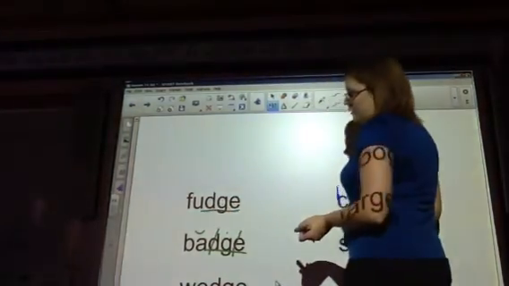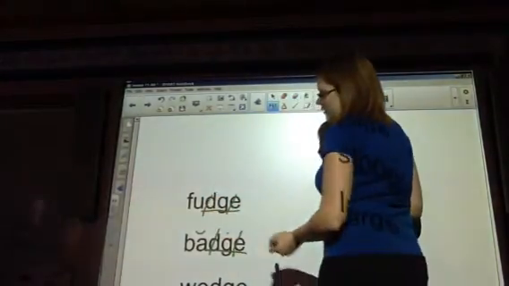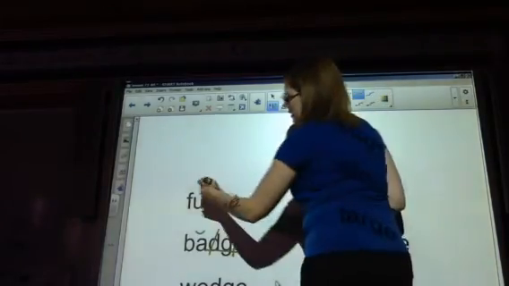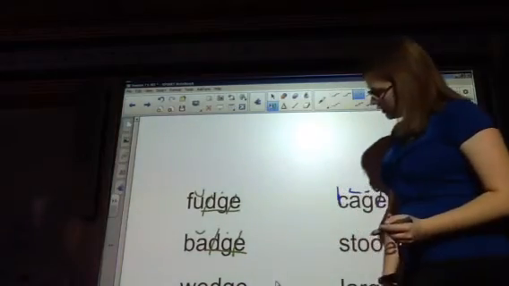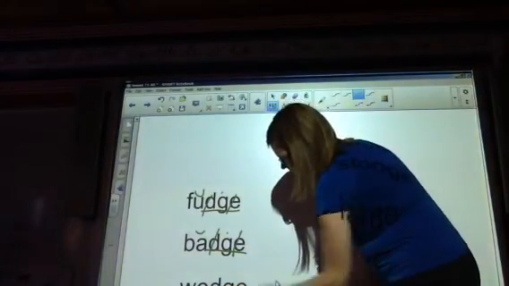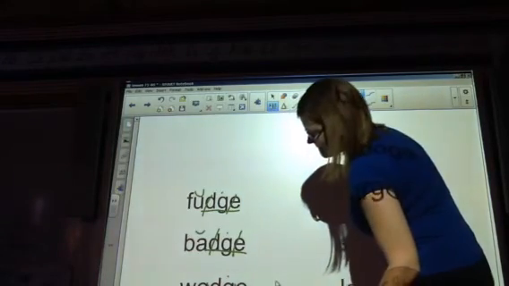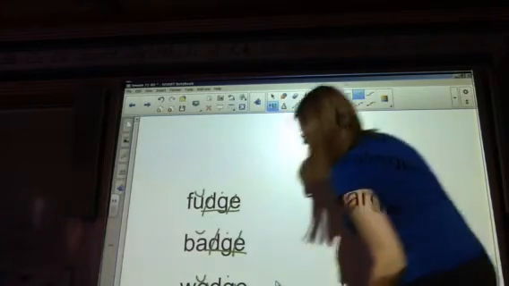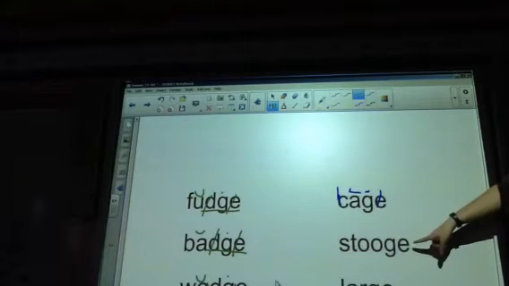Underline DGE. Cross out the E, D. Put a line above the G. That's good. What about that word? Underline DGE. Mark out the E and the D. And then put the dot above the G. And put a breve over the E. Okay. What do we think over here?